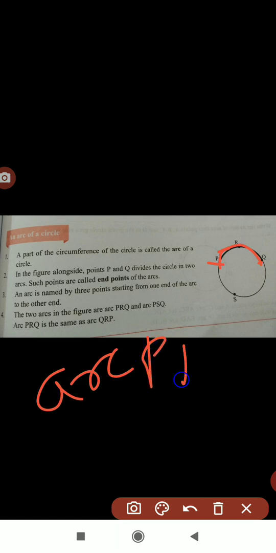Means here the arc PRQ, and another arc PSQ. PRQ and QRP are the same, which means you can write from this side or this side; both are the same arc. So what is an arc of a circle? The part of the circumference of a circle is called an arc of a circle.